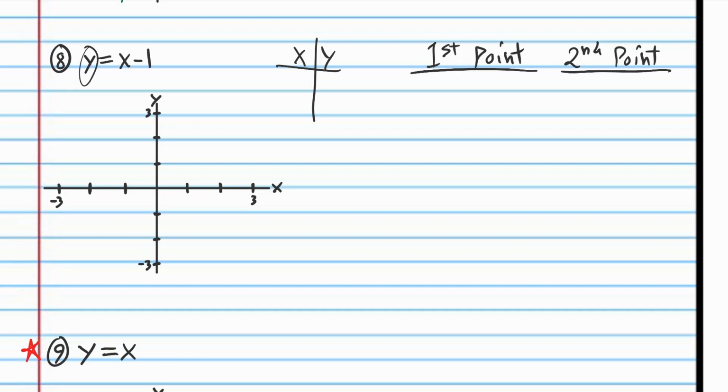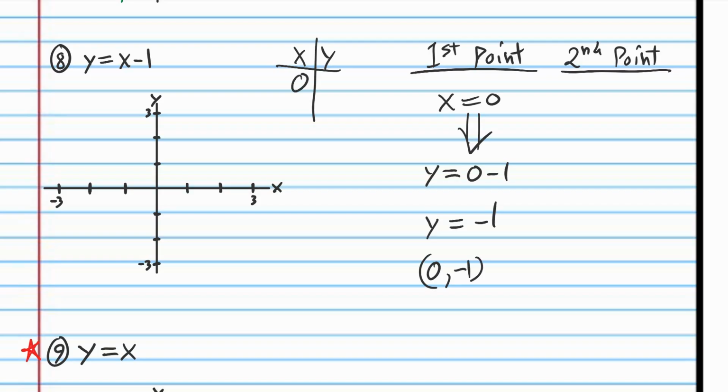Now, y is by itself, so that means it's easier to choose the x value first. So we'll choose 0 for the x value as usual. And if x is 0, then y is negative 1. So the point is, or the coordinate is 0, negative 1. So that's right here.